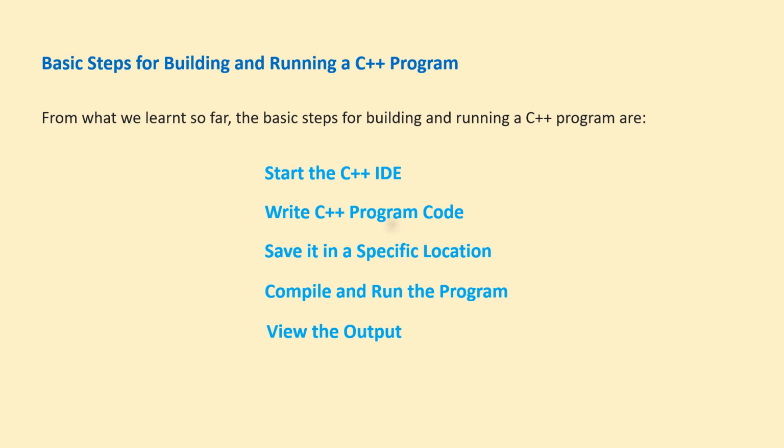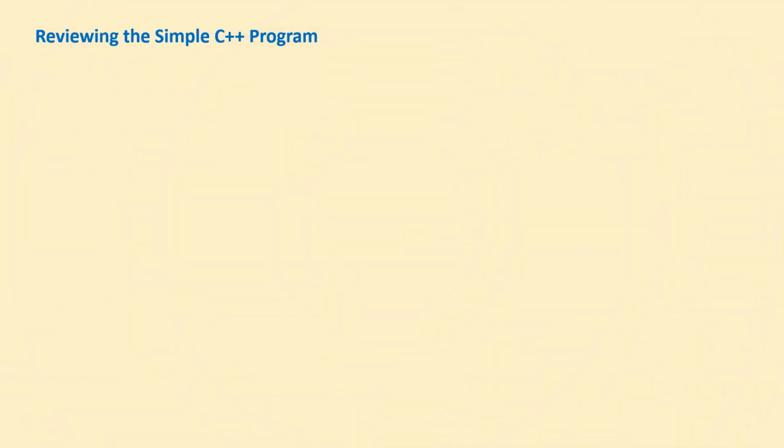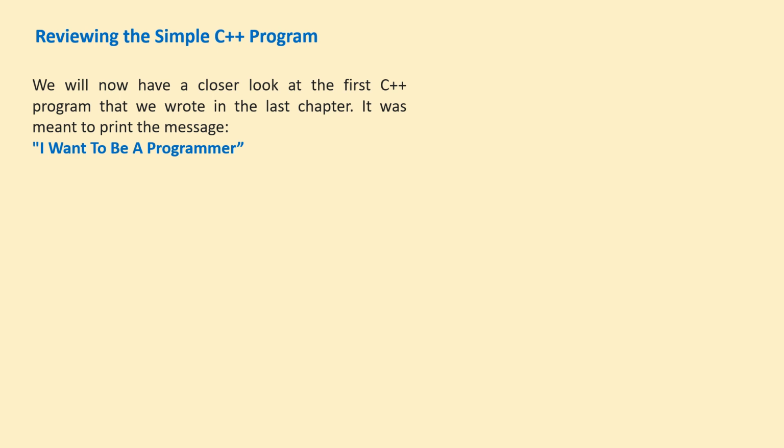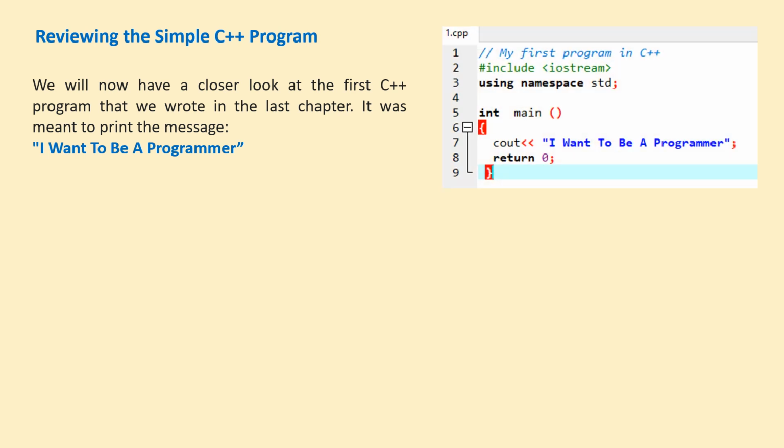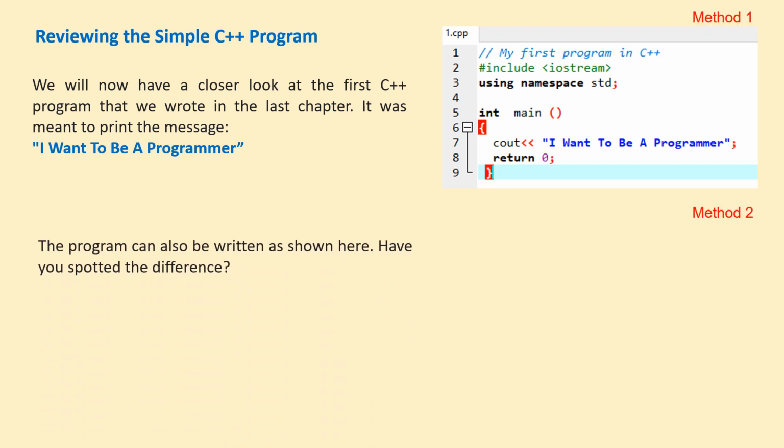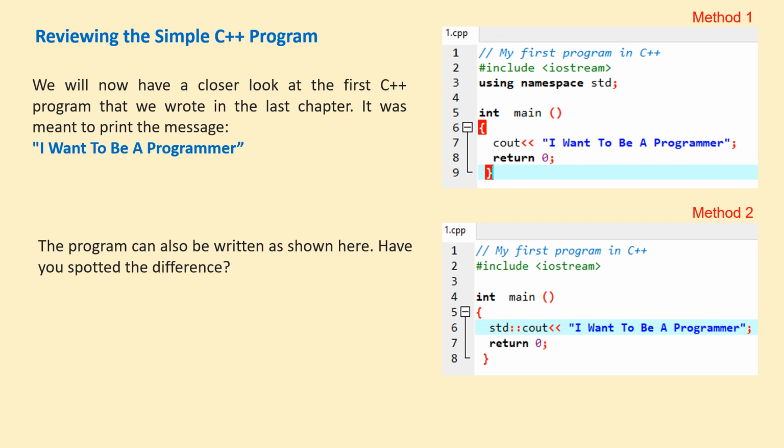We will now have a closer look at the first C++ program that we wrote in the last chapter. It was meant to print the message, "I want to be a programmer." The program can also be written as shown here. Have you spotted the difference?